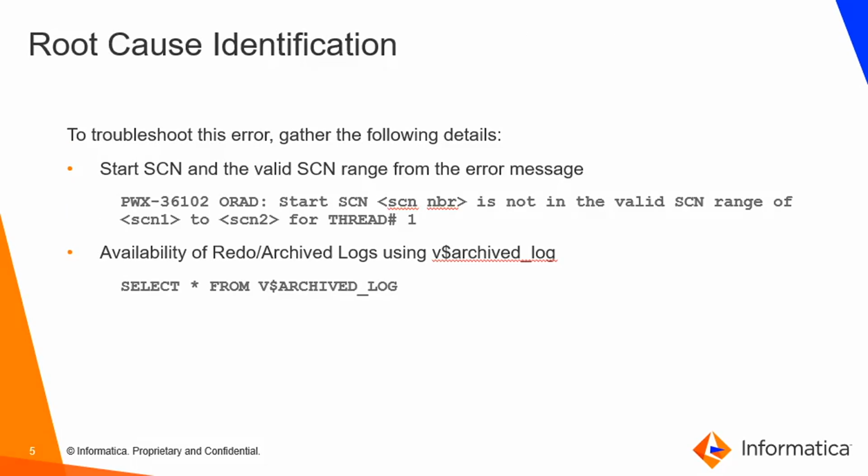To troubleshoot this error, gather the start SCN and the valid SCN range from the error message. The SCN displayed here is the start SCN for which the archive log is not available, and the valid SCN range denotes the SCN for which archive logs are available. You can run the $archive_log query in order to determine what archive logs are associated with the SCN value that the job is trying to read.